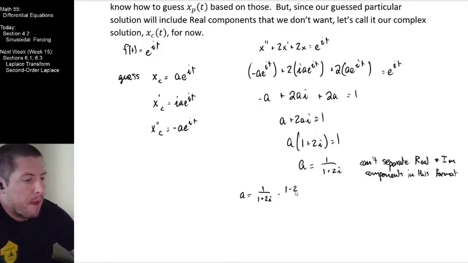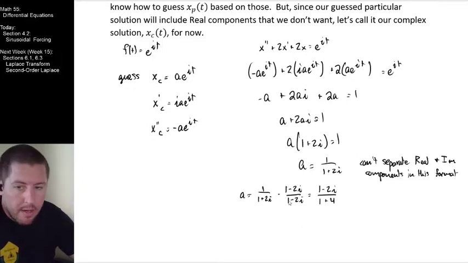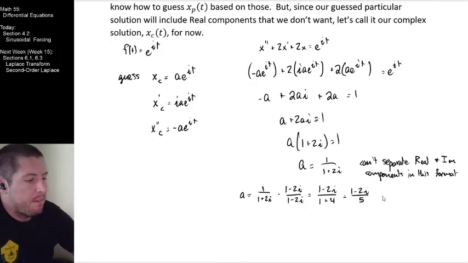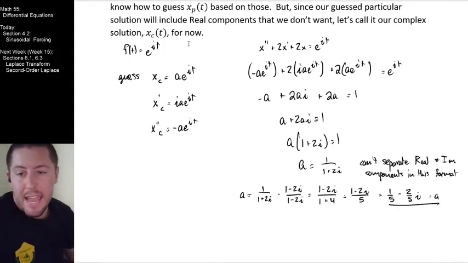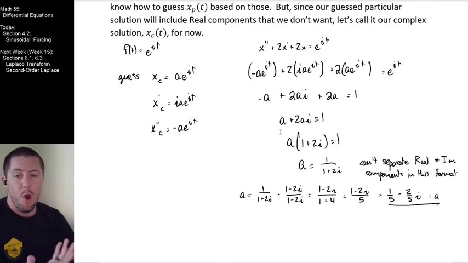So I'm going to multiply by 1 minus 2i over 1 minus 2i. That's going to clearly give me a 1 minus 2i on top. On bottom, I'm going to get 1 squared plus 2 squared, because positive 2i times negative 2i is negative 4i squared, and negative 4i squared is positive 4. And so that's going to give me 1 minus 2i over 5, and that's 1/5 minus 2/5 i, right? So this is maybe a better version of a for me, because this is something where I can separate out my real and imaginary components, and I know I'm going to need to do that.